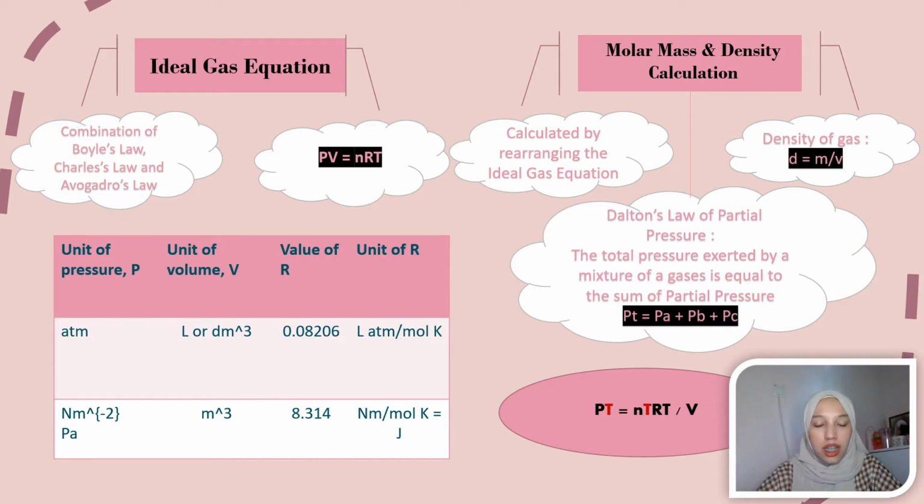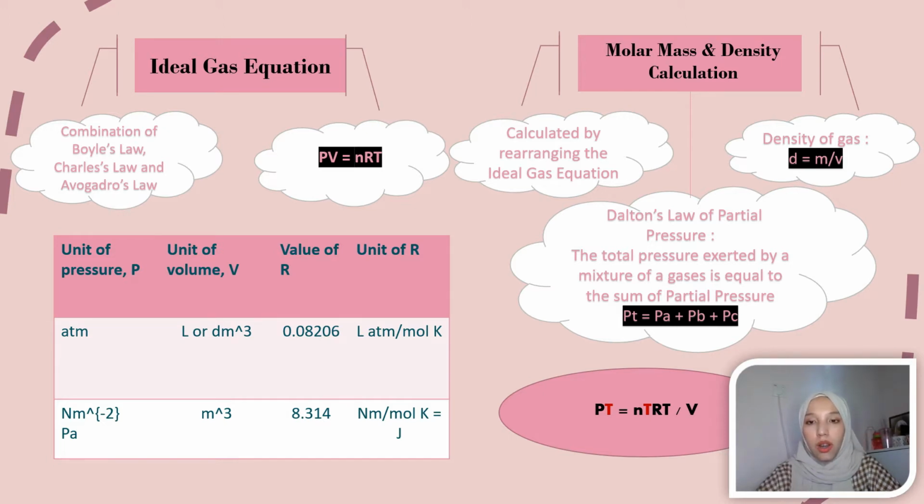Okay, for the next unit, N m^-2 (Pa), the unit of volume is m^3. The value of R is 8.314, and the unit of R is N m divided by mol K, which equals J. For molar mass and density calculations, we calculate by rearranging the ideal gas equation. The formula for the density of gas is density equals m divided by V.